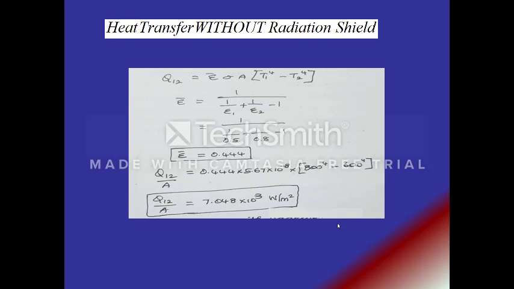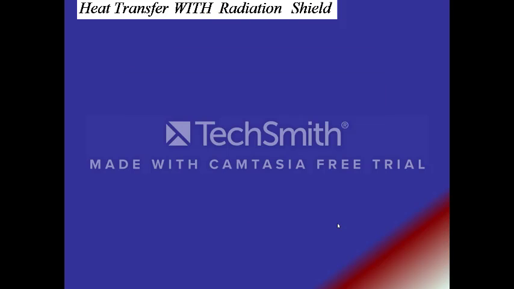We are considering unit area. So Q12 divided by A is equal to epsilon bar sigma into T1 power 4 minus T2 power 4. So we'll get heat transfer per unit area as 7.048 into 10 power 3 watts per meter square. This is the amount of heat transfer occurring between the two plates in the absence of radiation shield. Now let's proceed to calculate heat transfer with shield.